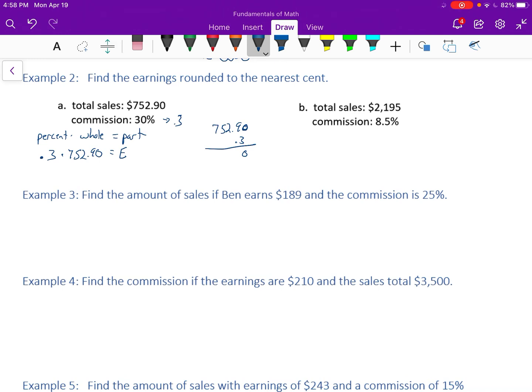We got 0, 7, add the 2. 3 times 2 is 6, plus 2 is 8. 3 times 5 is 15, add 1, and 22. We have 1, 2, 3 digits to the right of the decimal. So this salesperson earned $225.87.